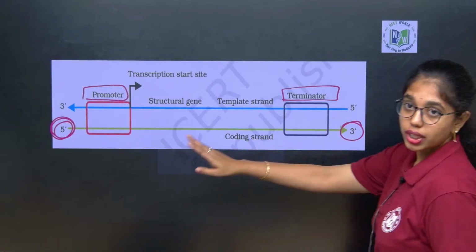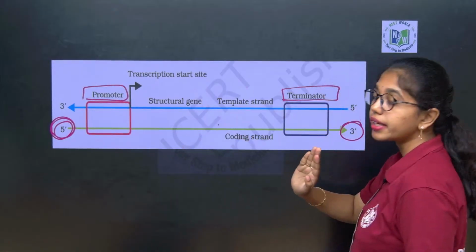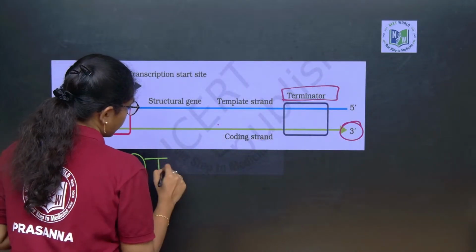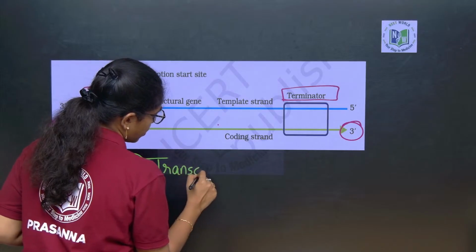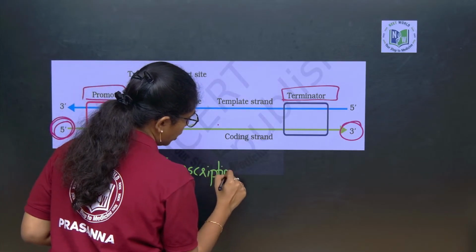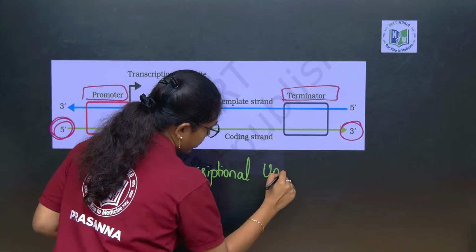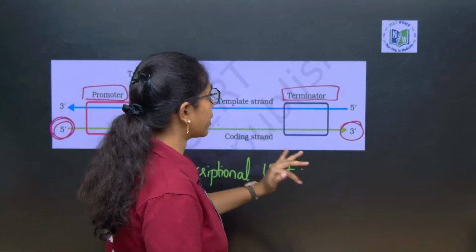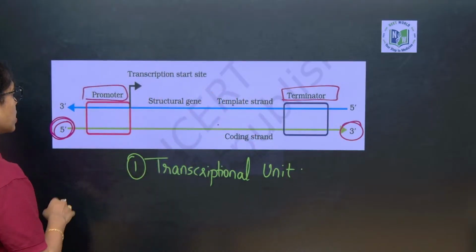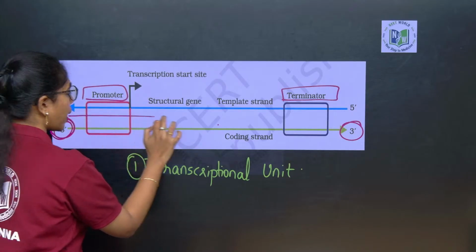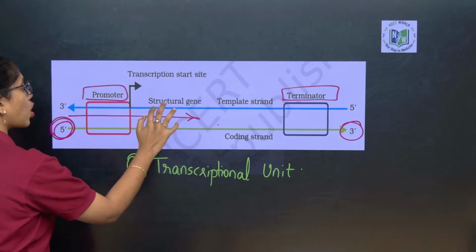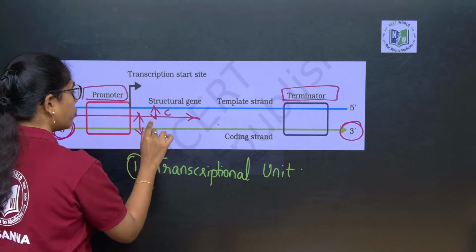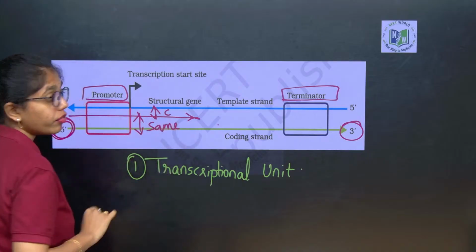Here one promoter, structural gene and terminator will form one transcriptional unit. The mRNA strand that is synthesized is in the 5 prime to 3 prime direction. It is complementary to the template strand and same as that of the coding strand.